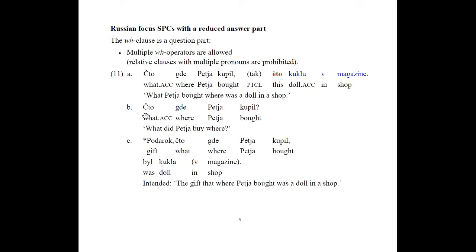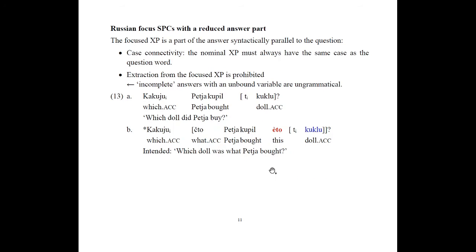Similarly, we can have them in root interrogatives. I can ask a question, what, where Peter bought, what did Peter buy where, but we cannot have multiple wh-operators in relative clauses. So I cannot say, for example, gift, what, where Peter bought.